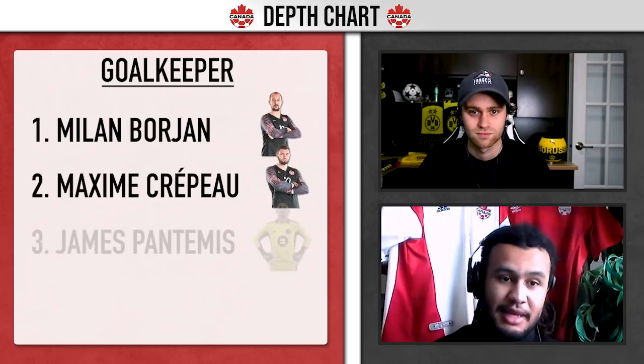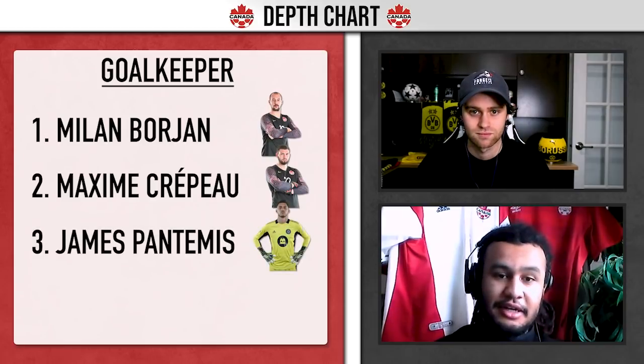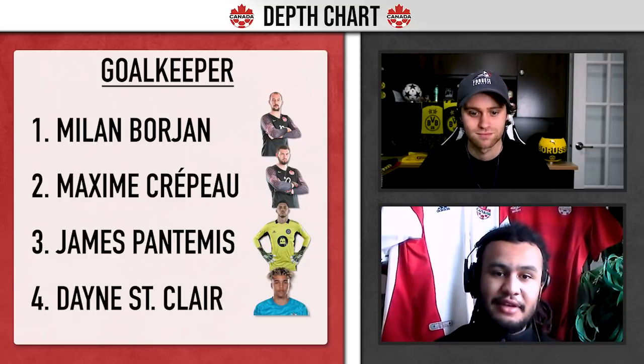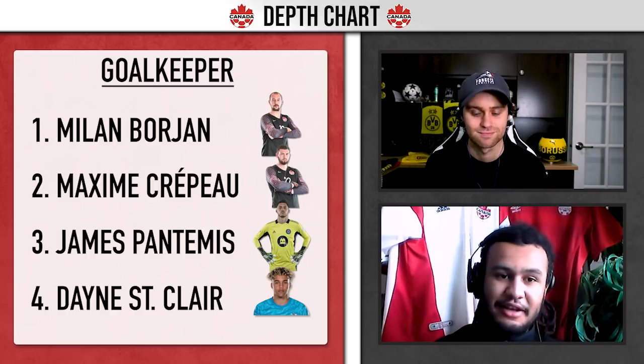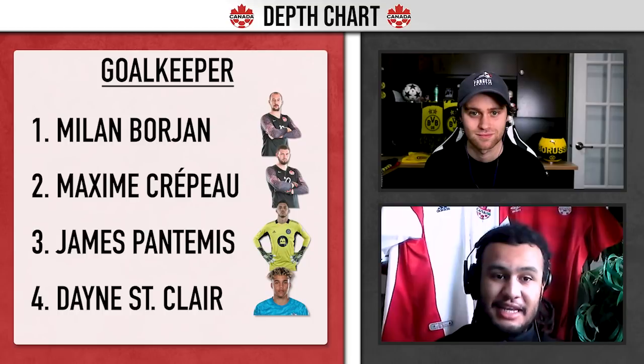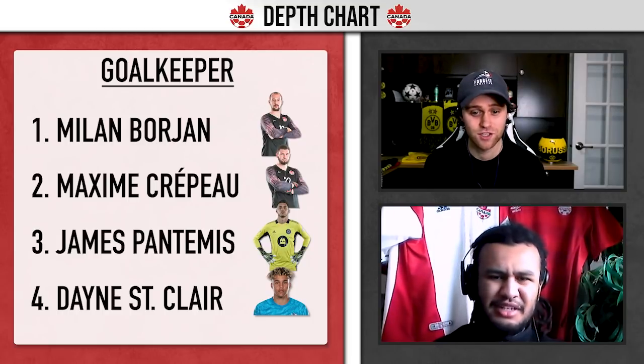Otherwise, you got James Pantemis in third, the CF Montreal goalkeeper. Had a pretty good year for Montreal after finally biding his time for a few years. And then lastly, Dayne Sinclair. He's hopped up and down the depth chart over the past year. It's wild to think a year ago he was starting for Minnesota United. He was the guy, and then he fell out of favor. And then by the end of the year, he got his chance. But he rounds off the depth chart at number 4.